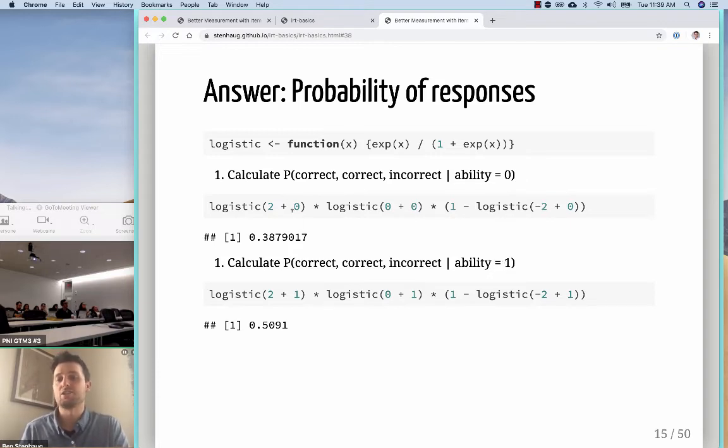Similarly, we can do the exact same exercise, but imagine instead that person has ability one. What gets changed is the person's ability goes from zero to one in each of these. Everything else stays the same in the expression. And now I actually have a 51% chance of observing the data.